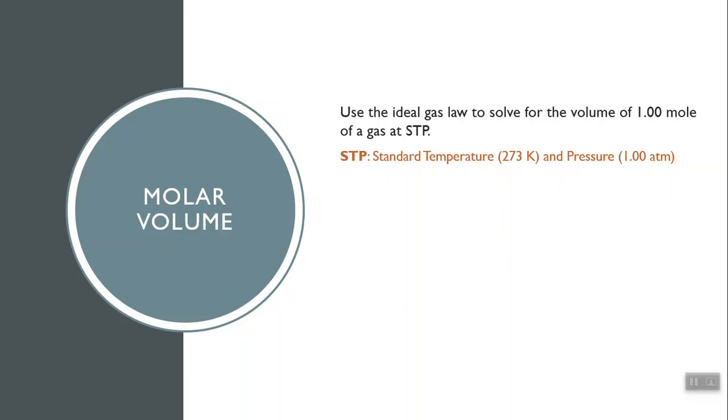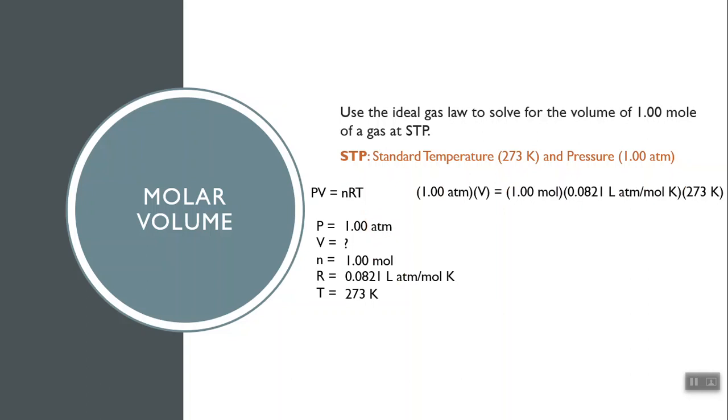So let's go ahead and set it up. We're going to use the ideal gas law, PV equals nRT. So let's define our variables. We have n equal to 1 mole, temperature is 273 Kelvin, pressure is 1 atmosphere, and remember we're looking at the pressure unit to figure out our universal gas constant, R. Since pressure is in atm, we're going to use 0.0821, and we're solving for volume. So let's plug it into PV equals nRT.